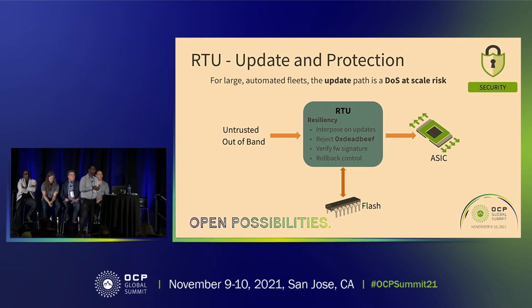And thirdly, it should essentially enforce the resiliency policy, which consists of, hey, what should the firmware signature look like? What public keys do we trust? What is the rollback policy? And what is the key revocation policy?